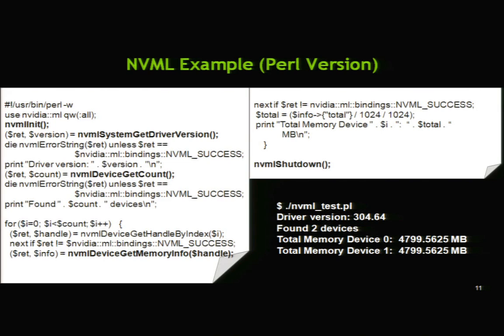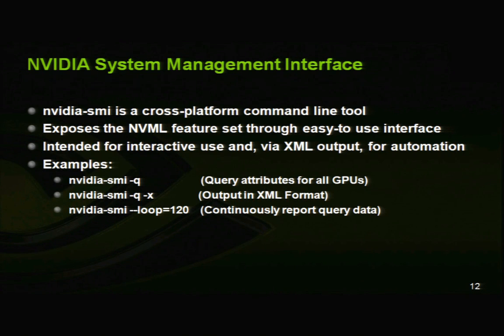Similar example as a Perl version. So also here, init, get driver version, get device count, and get memory info and shut down so that you have all the information available. So it's very easy to integrate this NVML version into scripts like Perl scripts or Python scripts or in C programs.